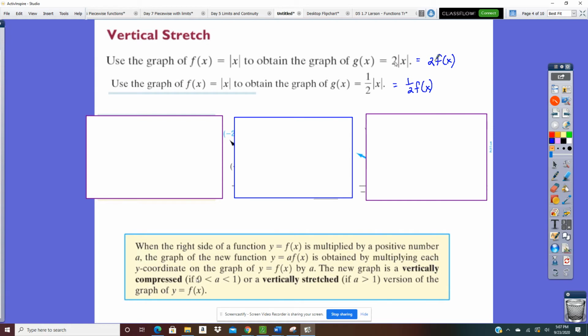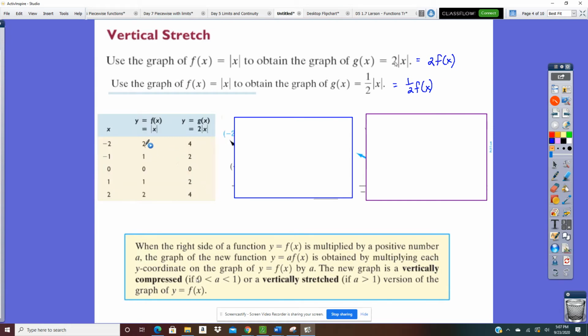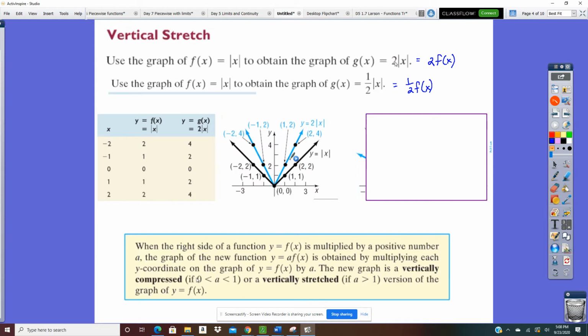Okay, so again, I'm taking my y values and multiplying them by 2. If I look at my table, you can see that when you take your y values and multiply by 2, you get these new y values when your x hasn't changed. So here are my y values being multiplied by 2. You can see this is called a vertical stretch. Okay, so this one is a stretch.